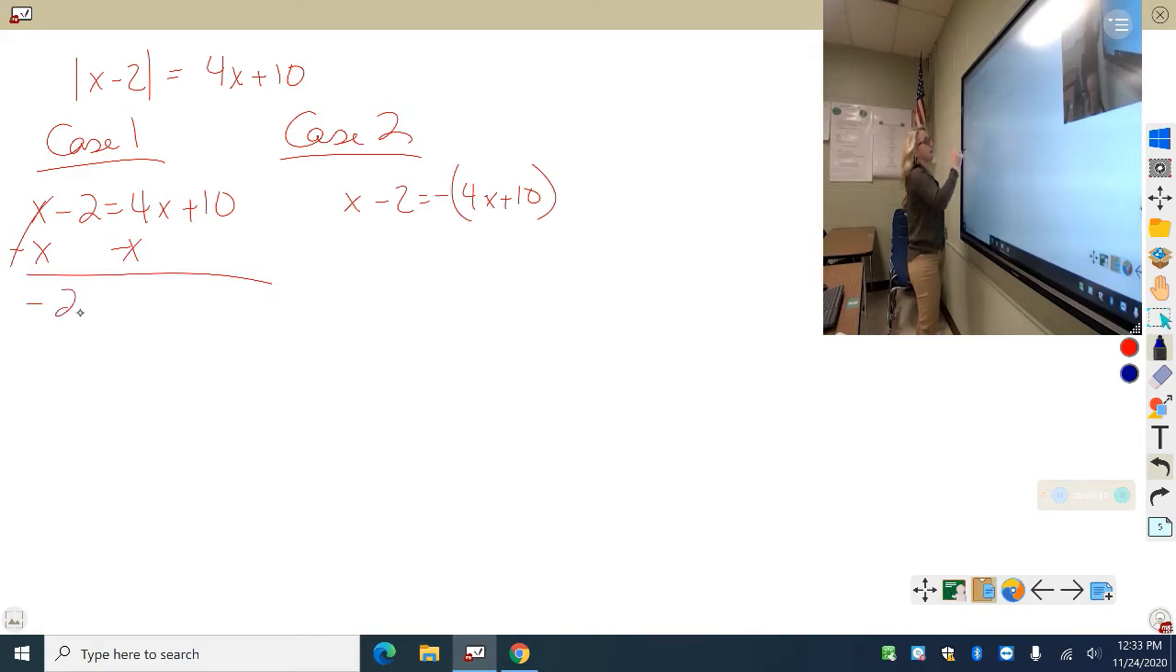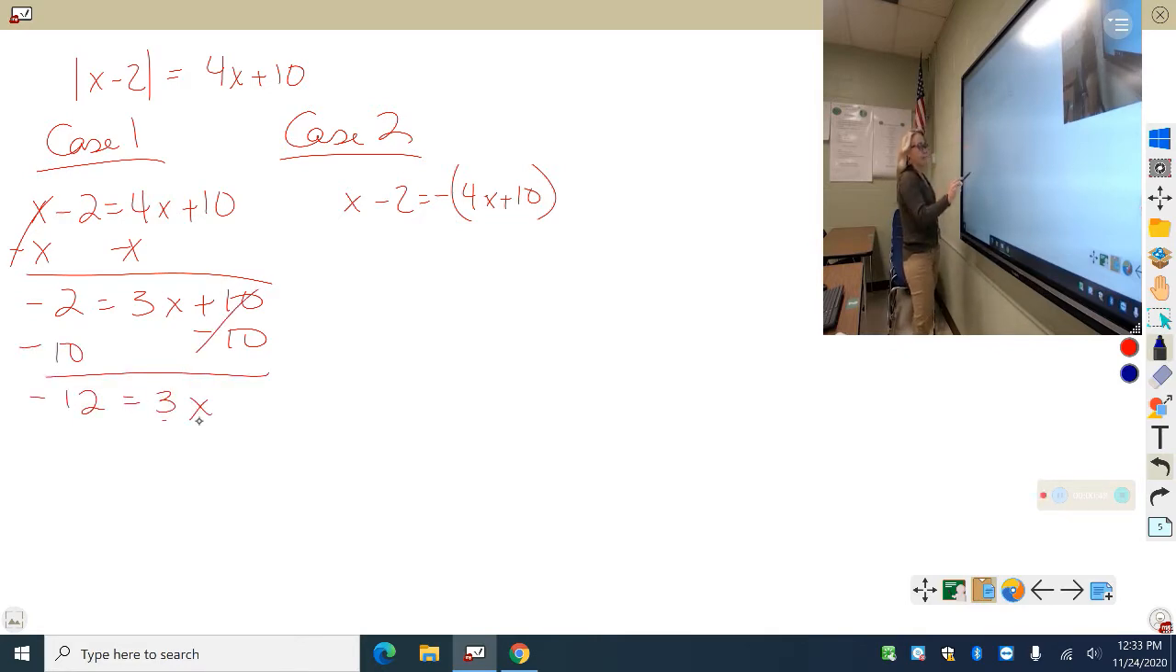Subtract x from both sides, I have negative 2 equals 3x plus 10. Subtract 10, so I have negative 12 equals 3x. Divide by 3. So I have negative 4 equals x. That's my first solution. Now I'm going to distribute.